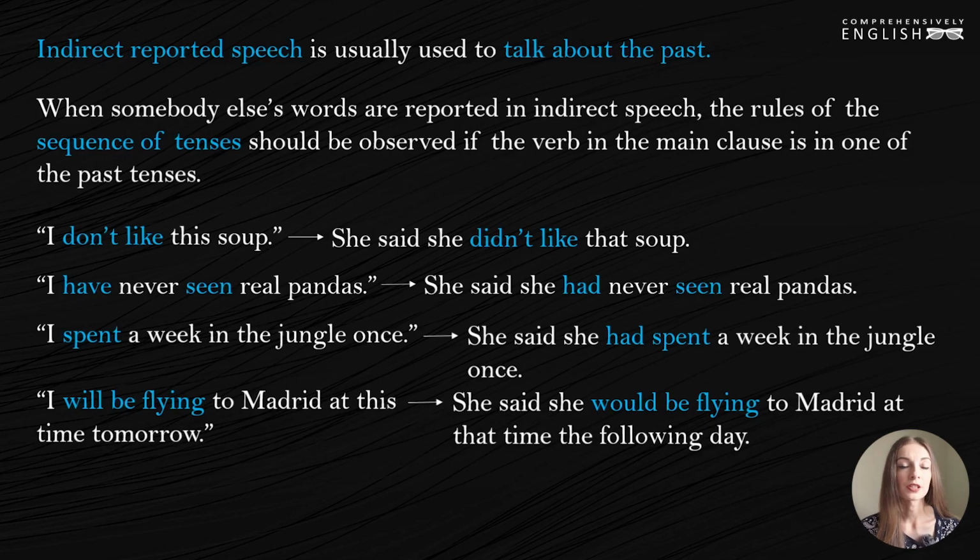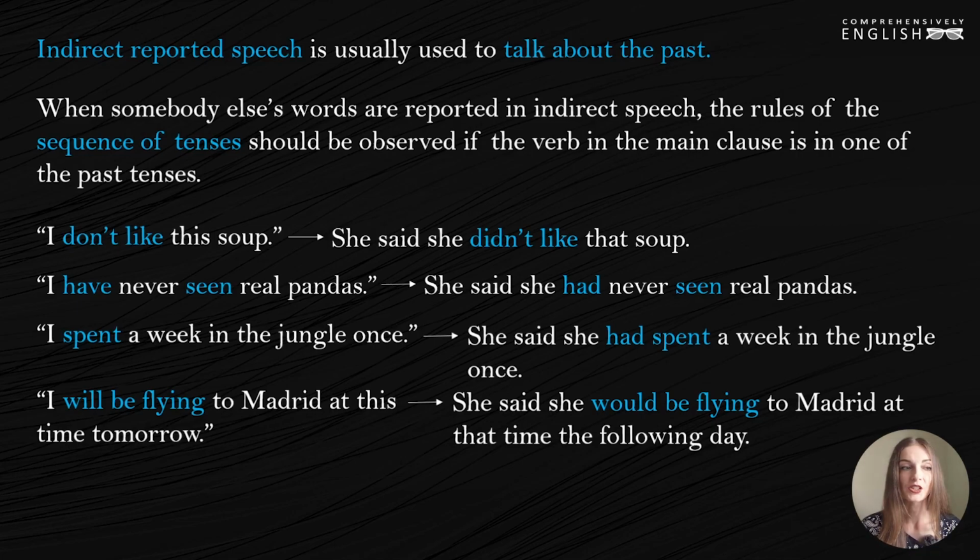As you see, in all of these sentences, we made a step back in time when we reported them. I don't like the soup became she said she didn't like that soup. I have never seen real pandas became she said she had never seen real pandas, and so on and so forth. Also, please pay attention to the adverbs of time and place. They're also changed. For example, in our last sentence, tomorrow is changed into the following day, because again, it's not tomorrow anymore. When we report those words, it's not tomorrow anymore.